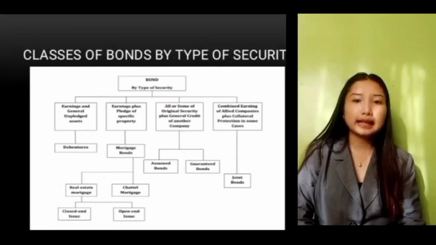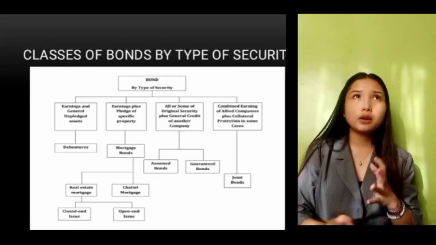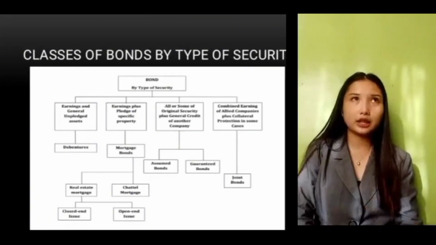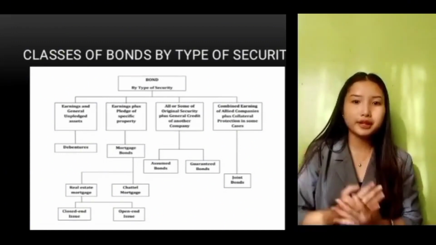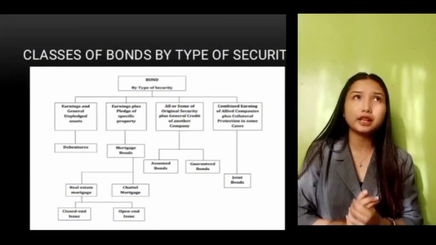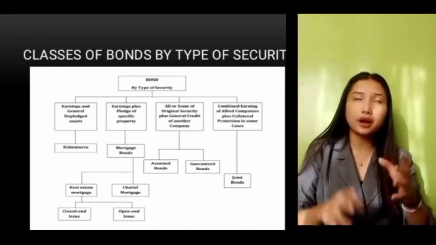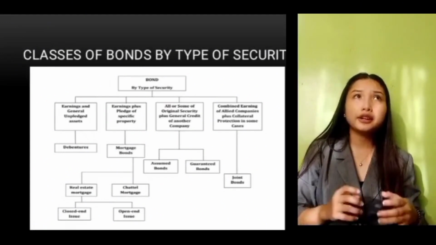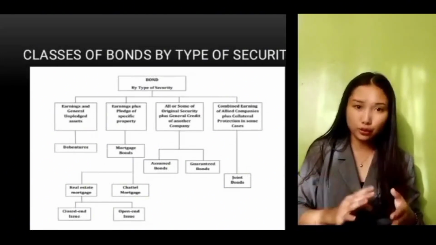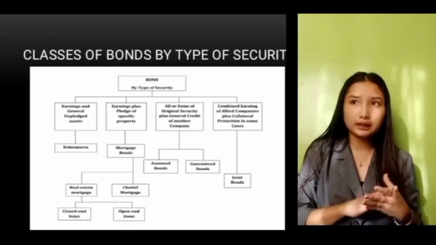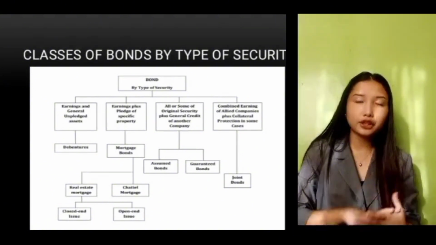Lastly, we will talk about the classes of bonds by type of security. So atong ikuan ang bonds sa klase sa iyang security. So bonds by type of security. First let's talk about the earnings and general unpledged assets. So katong unpledged assets mao to siyang debenture. So ang debentures kay under aning earnings and general unpledged assets kay wala man siya ma-pledge nga asset, dili man siya secure kay wala man siya collateral, there's no collateral property man. So ang debenture kay ma-under jud siya ani.